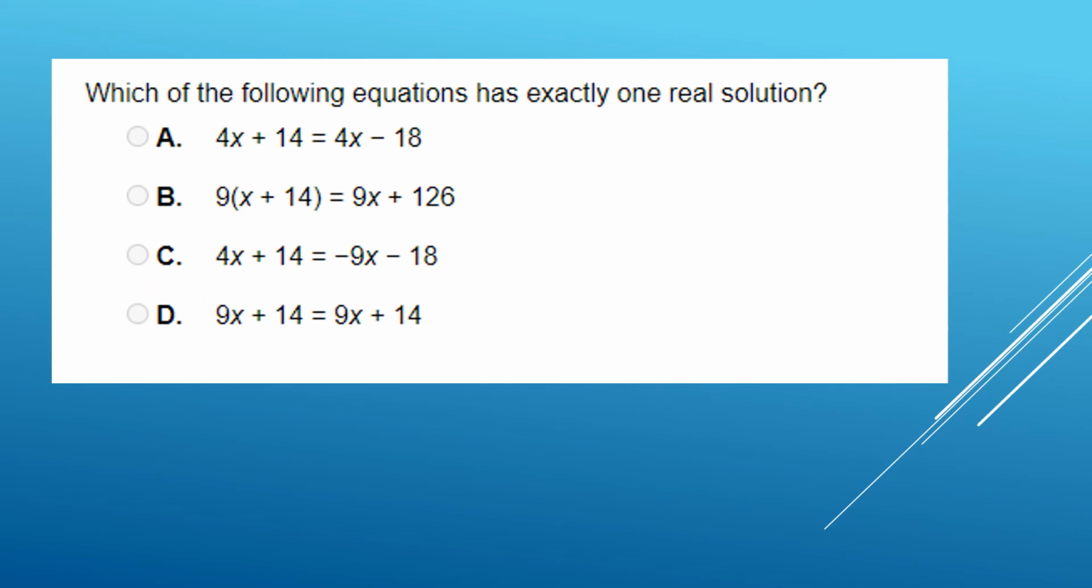Which of the following equations has exactly one real solution? So A, I've got 4x. Let's simplify by subtracting 4x on both sides. I end up with 14 equals negative 18. Nope, not going to work. 9 times x is 9x. 9 times 14 is 126. They're the exact same on both sides, so that one can't work. That's infinitely many.